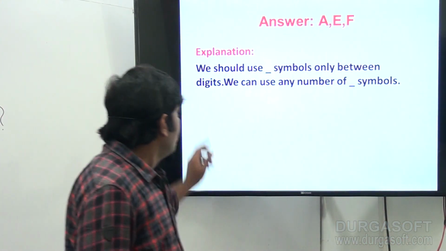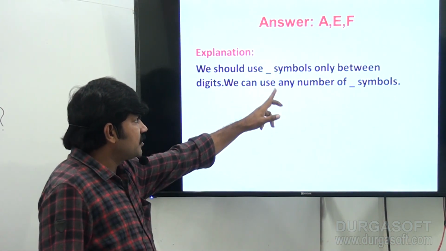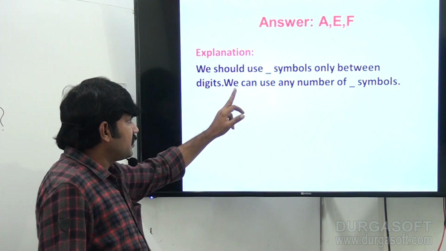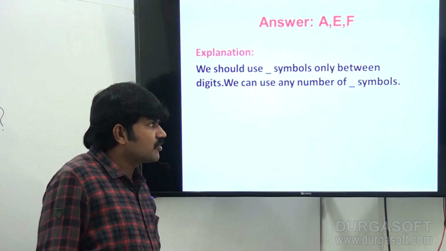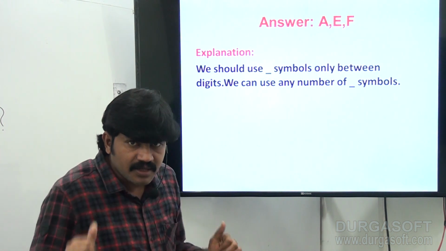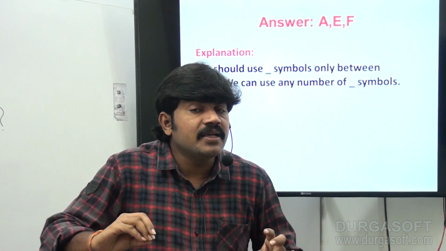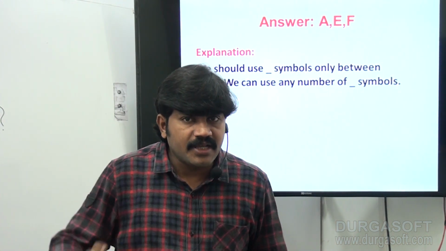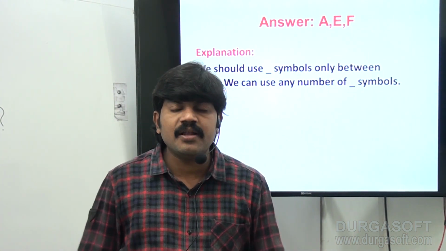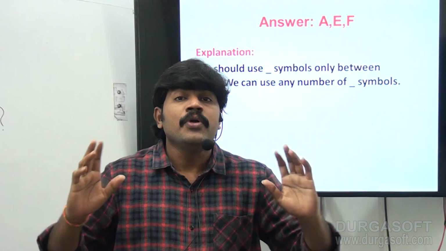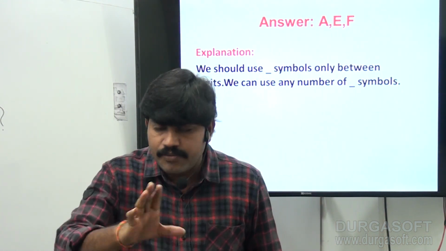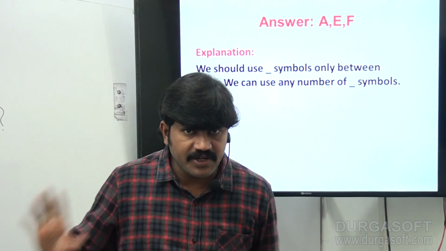Sir, observe, we should use the underscore symbol only between the digits. We can use any number of underscore symbols, no problem at all. Clear? Any explanation required? That's all. This is a new enhancement that came in version 1.7 just to improve the readability of the source code. Beyond that, no other benefit. Clear?